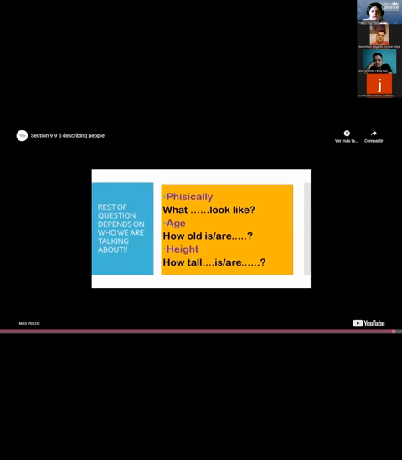It would be like, what, the verb to be, luego el subject, and then like. Okay, that would be for personality, right, Kevin? So this one is for appearance, physically, and this one is for personality. So what does she look like? How old is she? And then for height, we're going to talk about how tall is your mom? How tall is your dad? How tall is your friend?